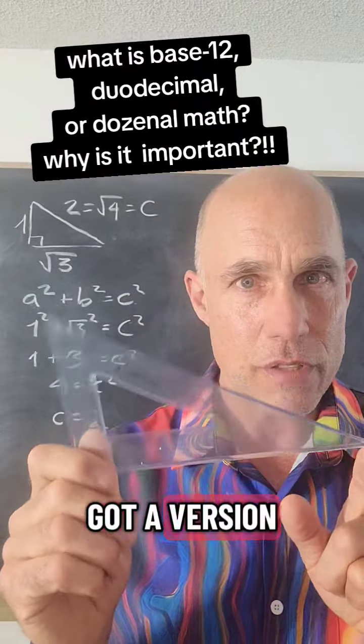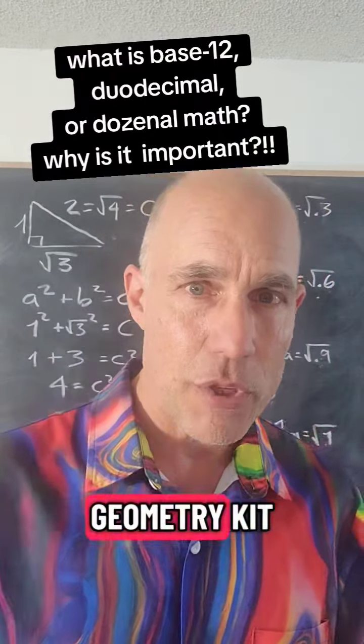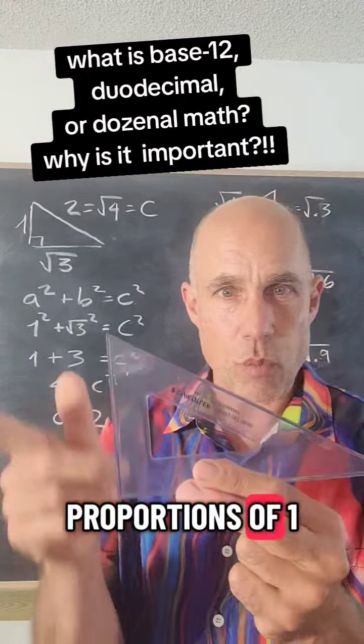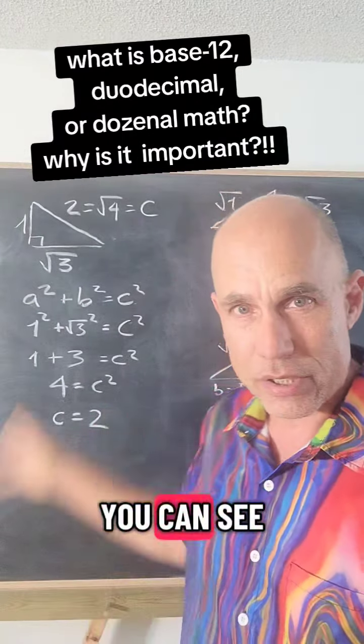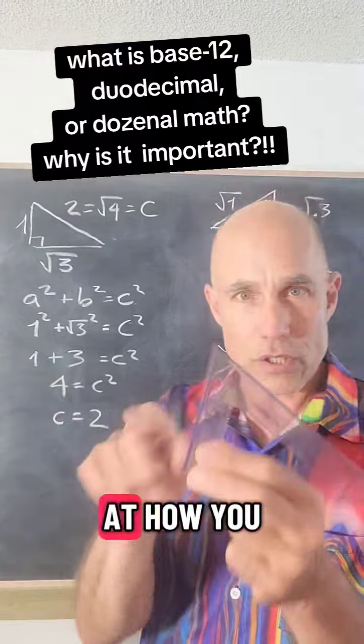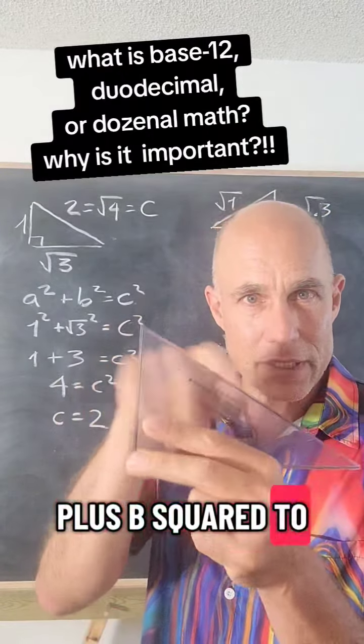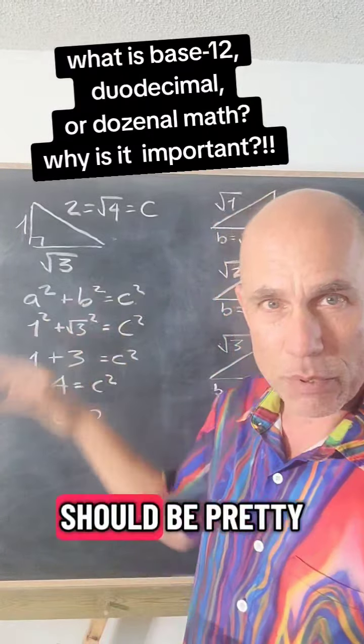So here I've got a version of the plastic one that you get in your geometry kit. It has the proportions of 1 and then 2 and the square root of 3. That's the lengths of this triangle. You can see it on the board here. We can look at a squared plus b squared gets c squared, the hypotenuse. That should be pretty familiar.